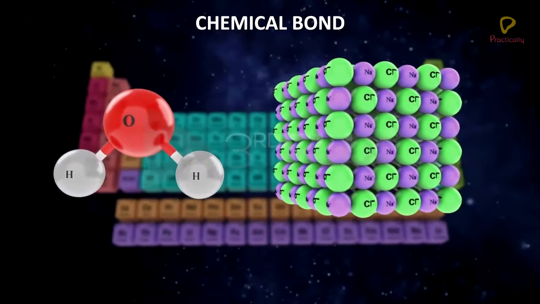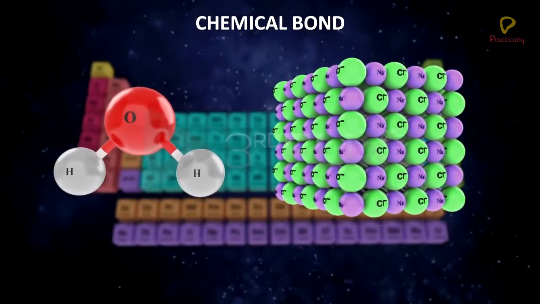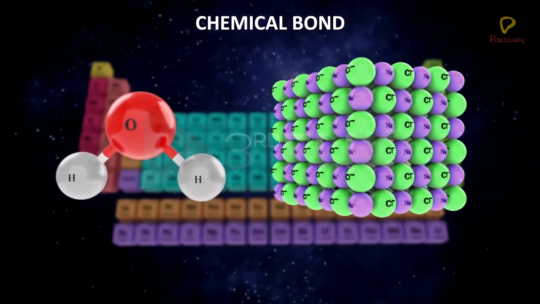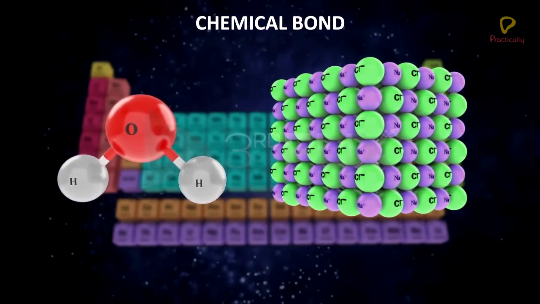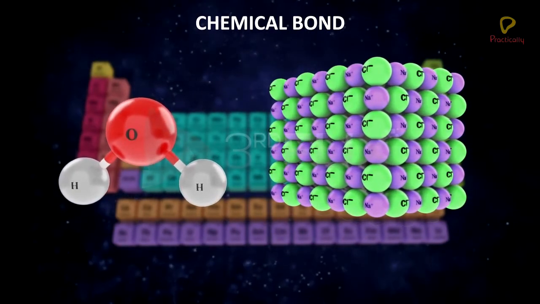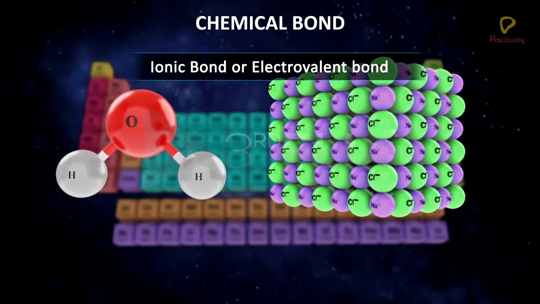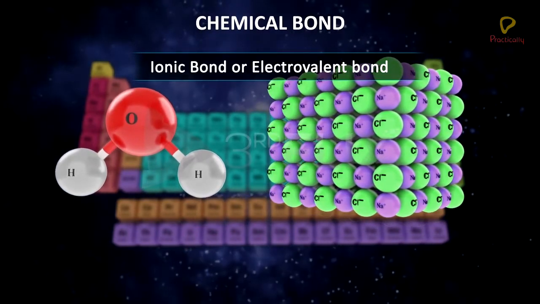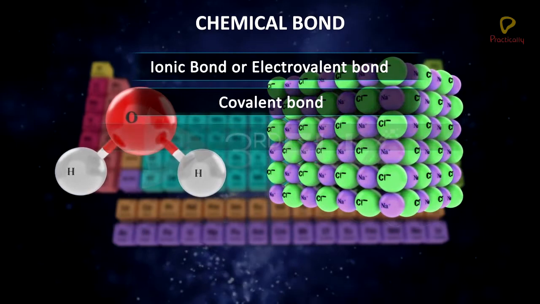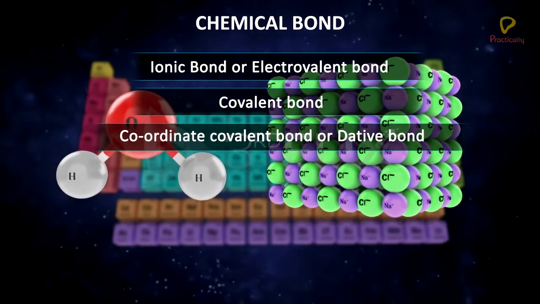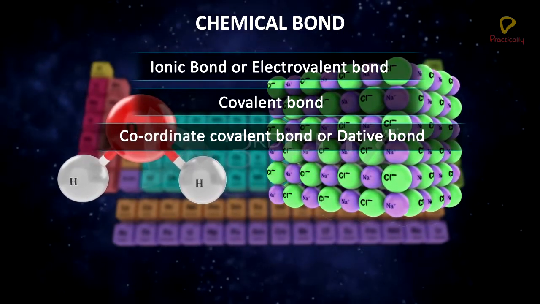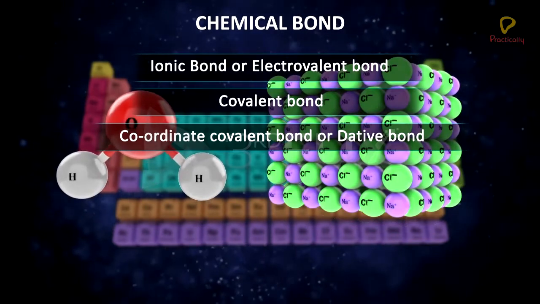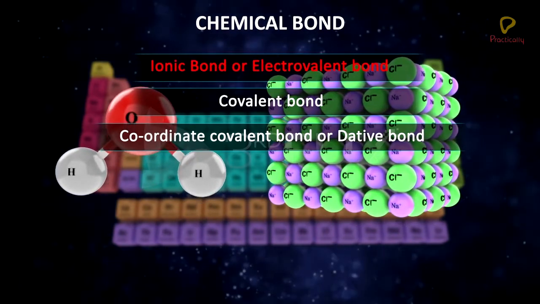Depending upon the mode of acquiring the stable electronic configuration, the chemical bonds can be majorly classified into three types: ionic bond or electrovalent bond, covalent bond, and coordinate covalent bond or dative bond. Let us know more about an ionic bond.